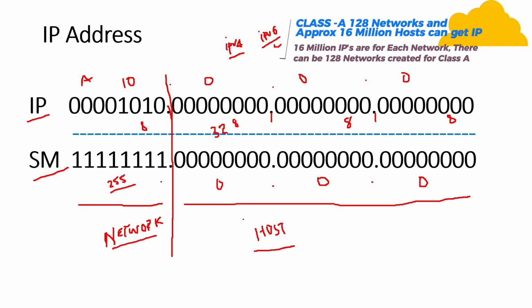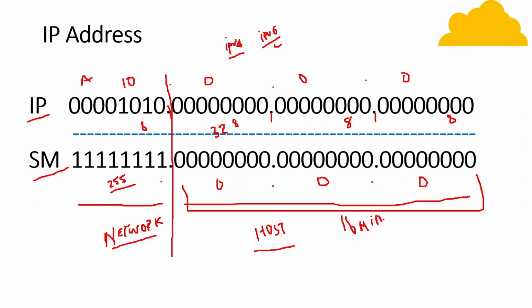And since this entire range is for the host part, there is the possibility of 16 million IP addresses. So we can have 16 million IP addresses for the host.